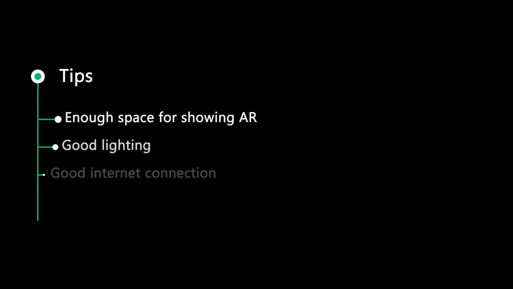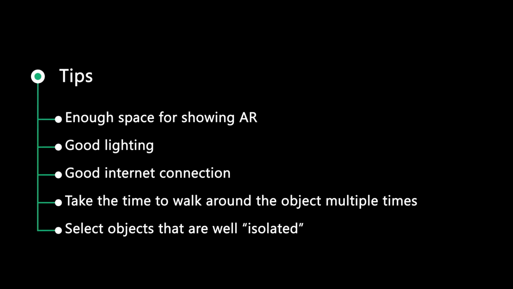Now, here are the tips. You need enough space for showing the augmented reality. You need good lighting and an internet connection. Take the time to scan the object properly. Walk around it multiple times if necessary. And select objects that are isolated, like statues. Don't select the ones that are connected to something else, like a building. Otherwise, the scan will be messy.